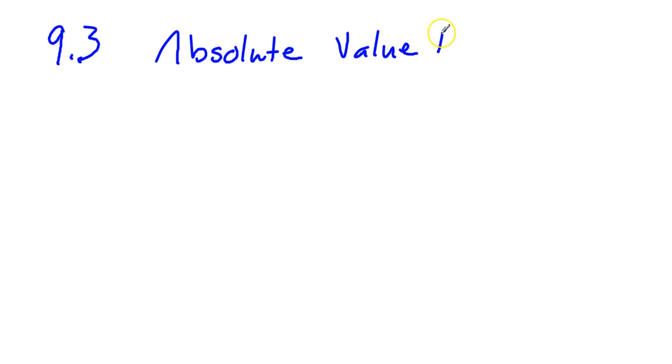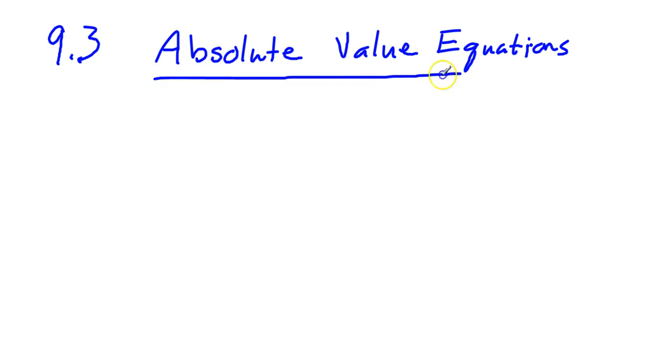Now, there's two things. We've got absolute value equations and we've got absolute value inequalities. And the very first thing we're looking at in 9.3 is the equations. Okay. And there's basically two different things that we're looking at. They start you off with a very, very basic problem, and we'll get to that one in a minute.